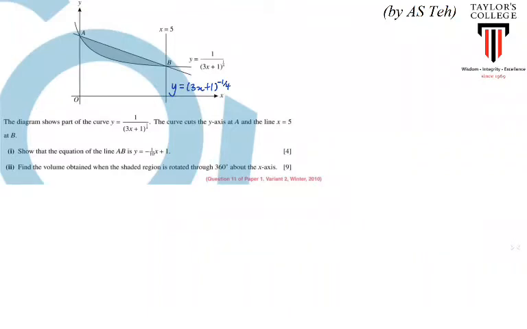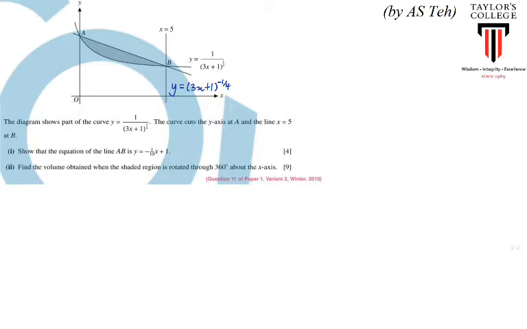Hey, hi everyone. In this question, we have a shaded region bounded by two functions. One is a line function and the other a curve, and it will be rotated around the x-axis through an angle of 360 degrees. We're supposed to find the volume created by that shaded region when you rotate it about the axis. The two functions are bounded from x equals 0 to x equals 5.